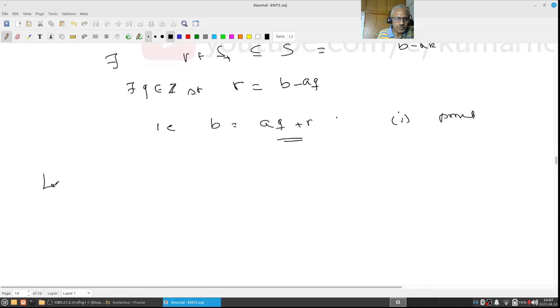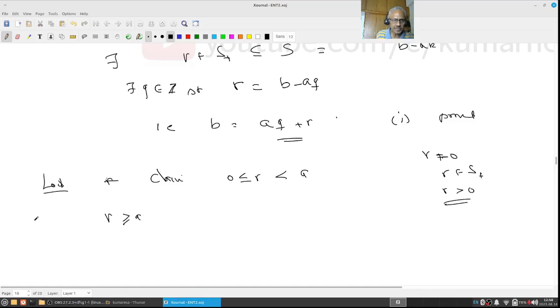Now let's look at 2. If you want to claim 0 less than or equal to r and r less than a, notice that our assumption is r is not equal to 0 and r belongs to S, therefore r is already greater than 0. r belongs to S plus, therefore r is greater than 0, right? Now suppose I want to claim r is less than a. Suppose not, then r is greater than or equal to a, right?